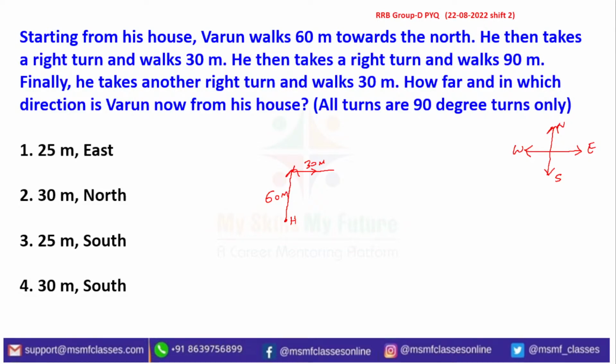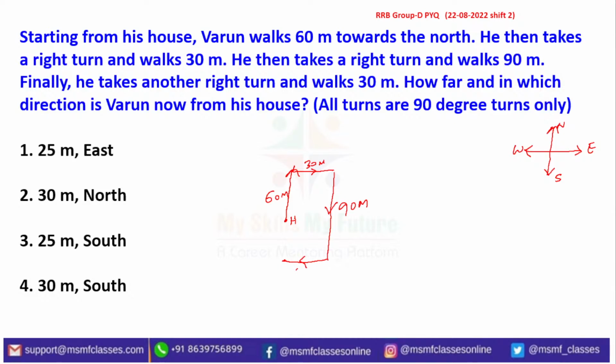He then takes a right turn and walks 90 meters. Finally, he takes another right turn, so he is facing south. From south, he takes another right turn and walks 30 meters. So here to here he walks 30 meters.